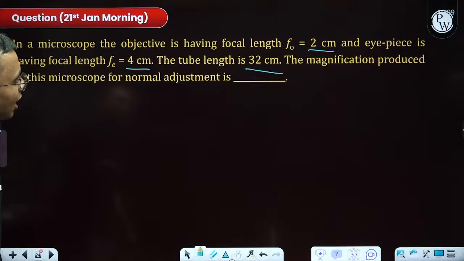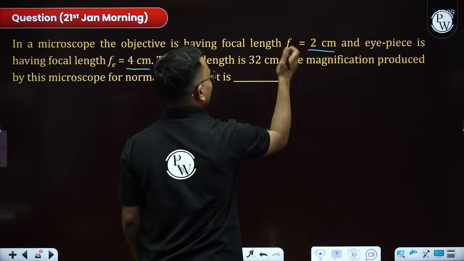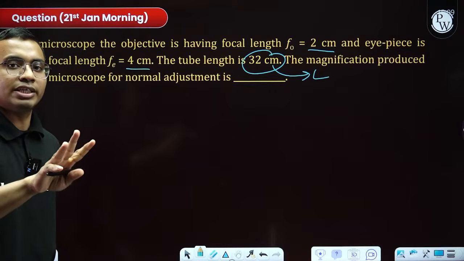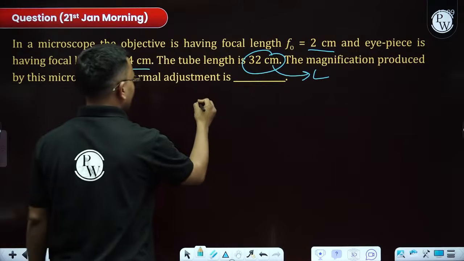There is a microscope having objective focal length 2 centimeter, eyepiece focal length 4 centimeter. The tube length is L. The magnification produced by this for normal adjustment is, so this is my L. Normal adjustment means image at infinity. Normal adjustment means relaxed eyes can see. So image at infinity.